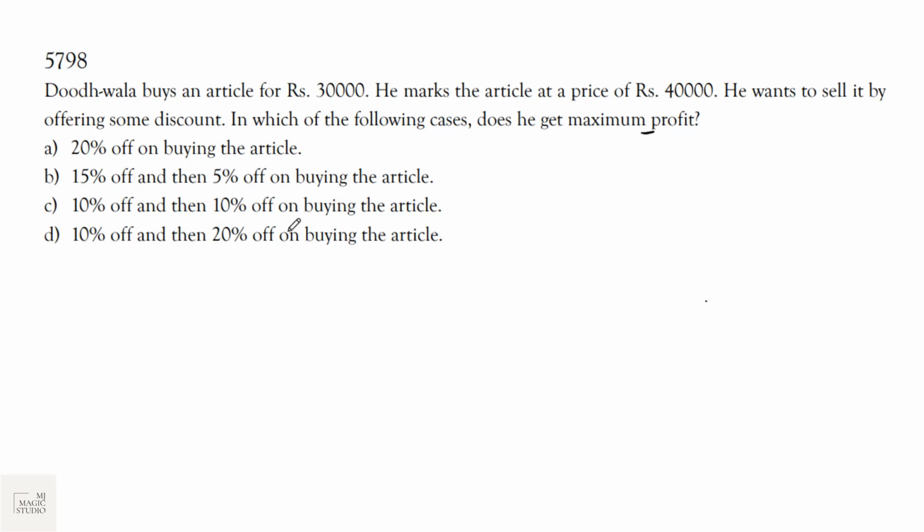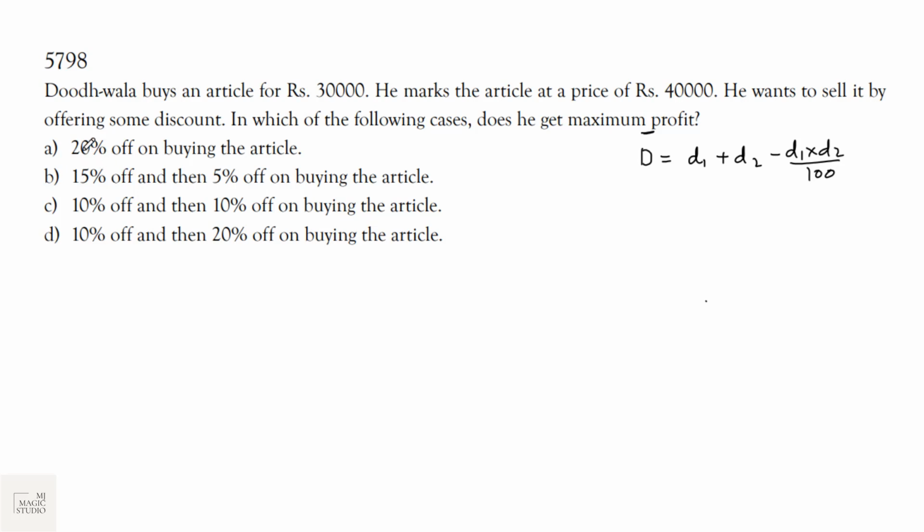Out of these 4 cases, where he would be getting maximum profit is the case where he would be giving the least discount. Now, this is a question of successive discounts. If this trader is giving 2 successive discounts, then that needs to be converted into one single discount, and we can use this formula: D1 plus D2 minus D1 into D2 by 100. You can see these from our rule book 3 from master class of profit and loss. Link is there in the description below.